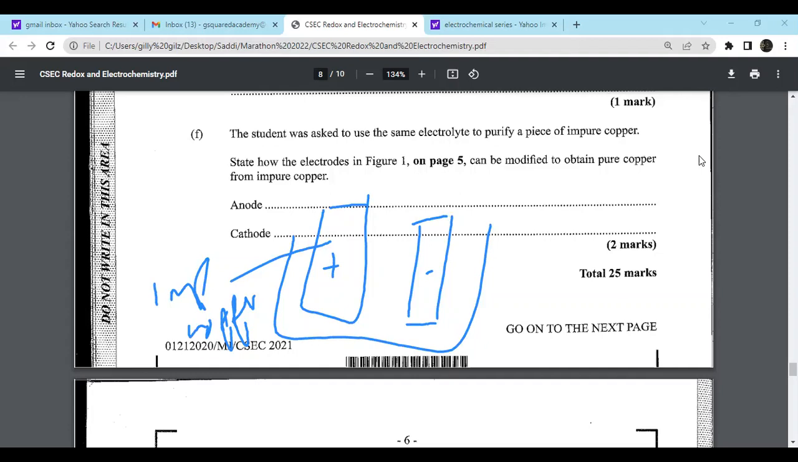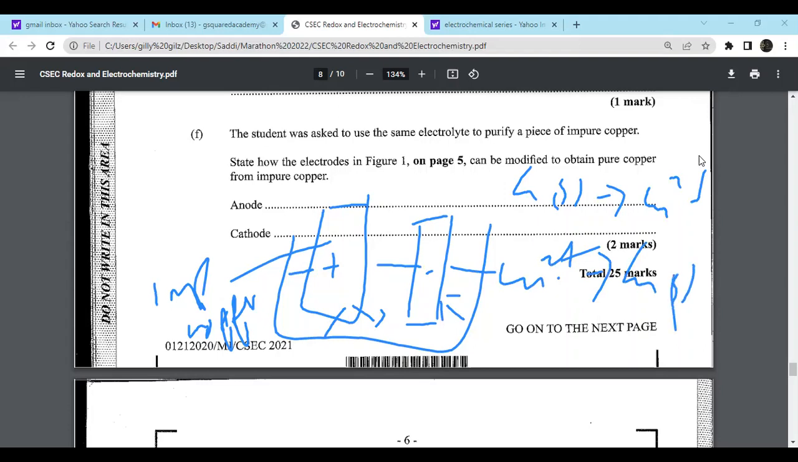The anode would be impure copper, right? And then of course your electrolyte is copper sulfate. So what would happen is that the copper here would dissolve in the electrolyte, changing from Cu solid to Cu2+. The solution would get a more intense blue. But then the copper dissolved in the electrolyte would go to the cathode and become Cu solid from Cu2+. And so that is what would be happening.